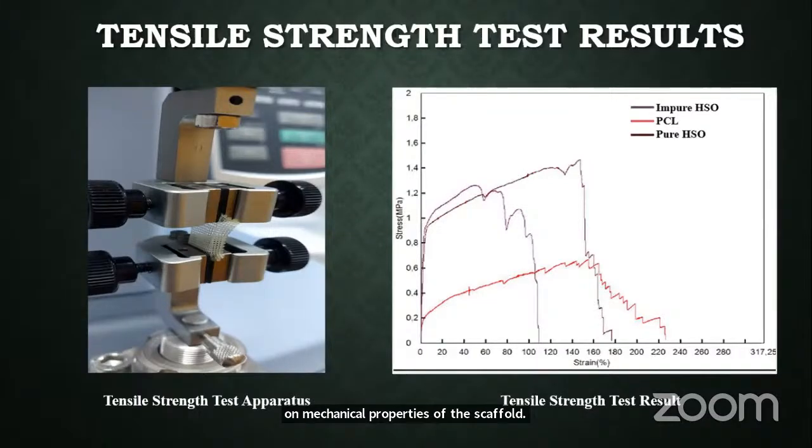When the tensile strength tests were examined, it was seen that, as you can see from this figure, the elongation amount in pure hemp seed oil was around 170% and around 110% in impure hemp seed oil. Additionally, it was observed that the elongation rate of the scaffold produced with pure polycaprolactone was approximately 230%. So in other words, as oil was added to the structure, the elongation rate had a decreasing tendency. Structural flexibility decreased as oil was added.